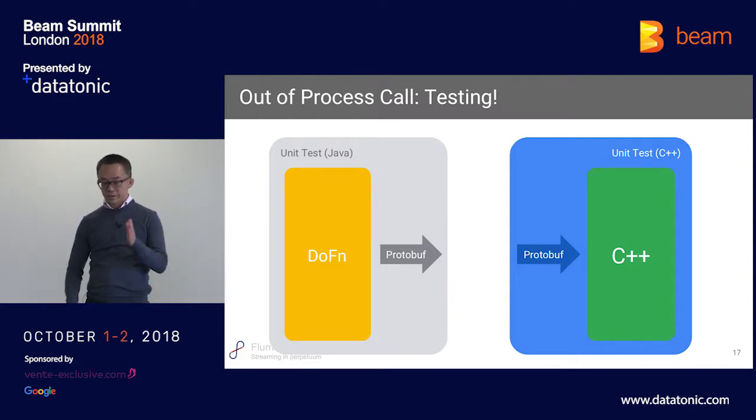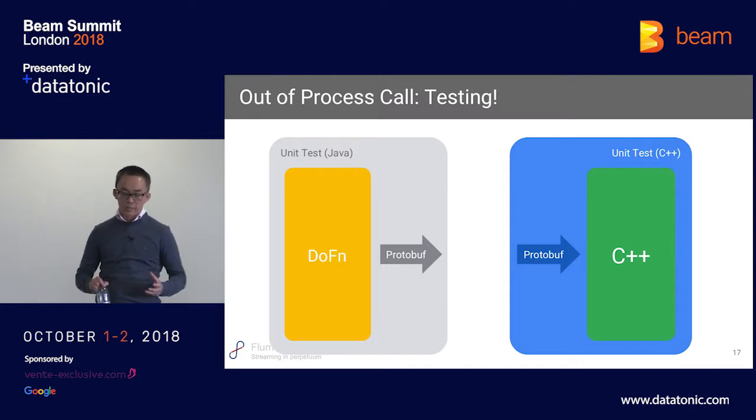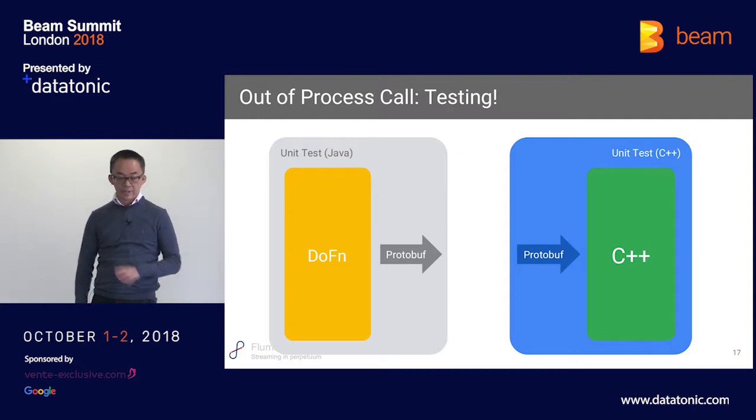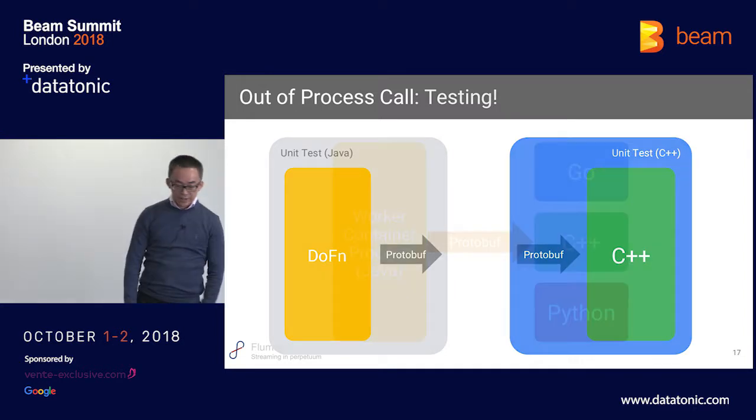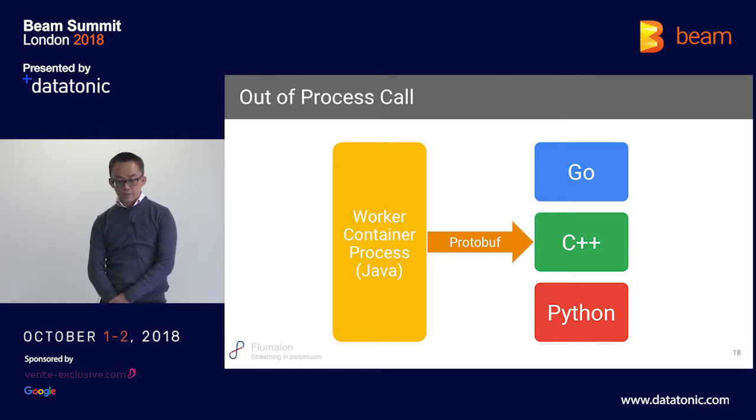So what this gives you is quite a clear boundary, and it's quite a nice way of having a serialized object that you can use in either side's testing. And like I said, it becomes the interface, or the contract, actually. So this is quite important, and we'll come back to this in a second. We also realized that the outer process call isn't just useful for C++. You can call Go, you can call Python.